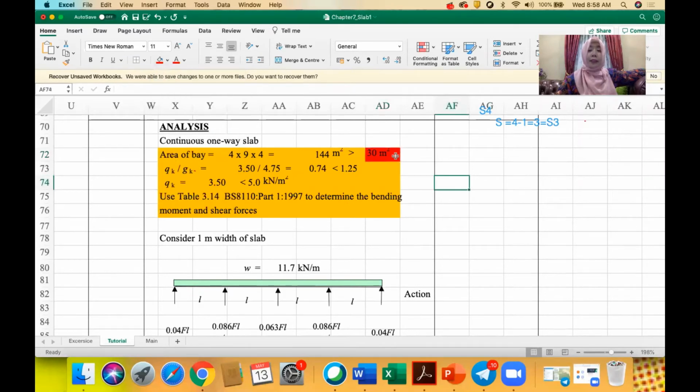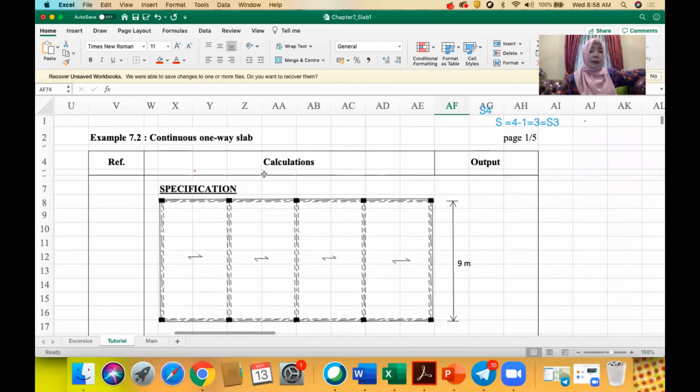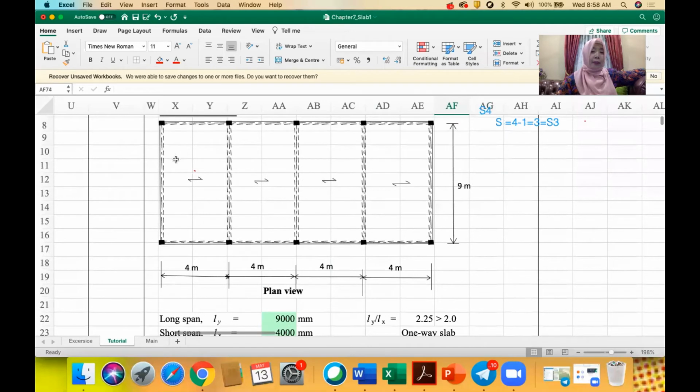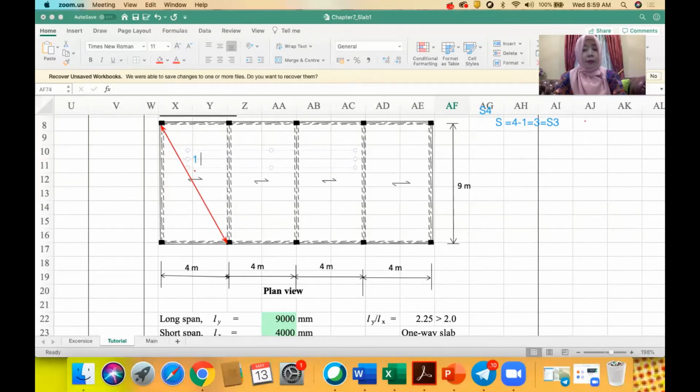It must be 30. The number is fixed, 30. What is a bay? Okay, you can see here, this is one panel. From here to here, we call it one panel. Yeah, this is one panel.